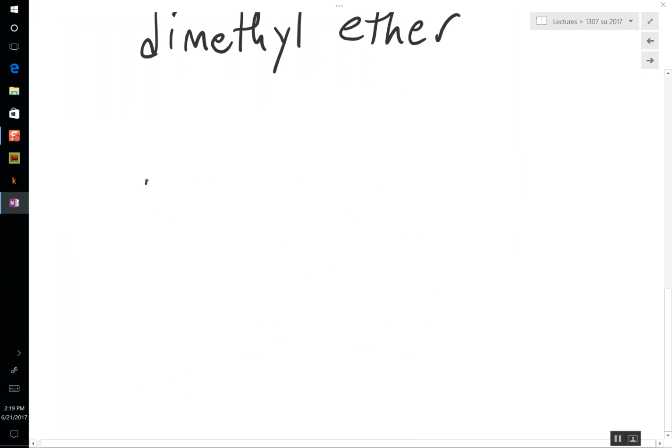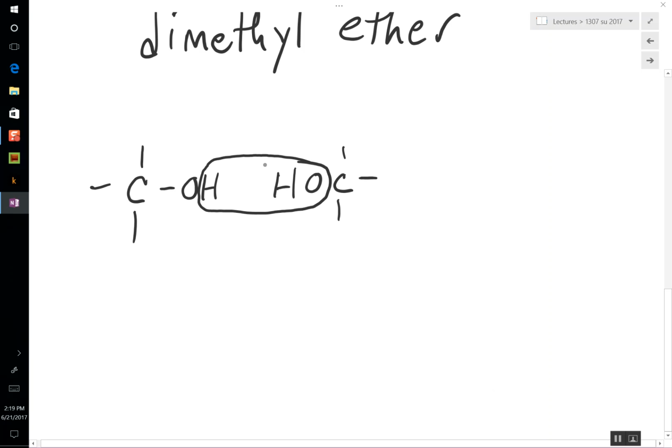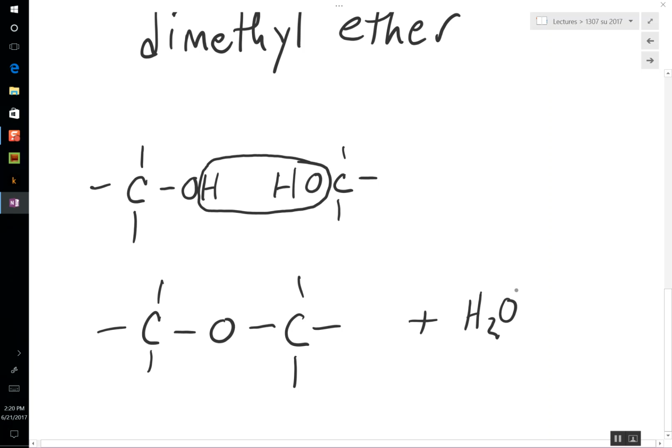For example, if I wanted to make dimethyl ether, I would take methanol and eliminate a water molecule from between two alcohol molecules. And what would I get? You can see that oxygen stays, this bond breaks, and that goes there, and we get a water molecule. There's our water molecule, and there's our ether. So it is dehydration.